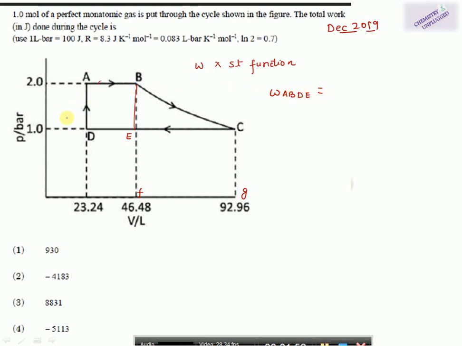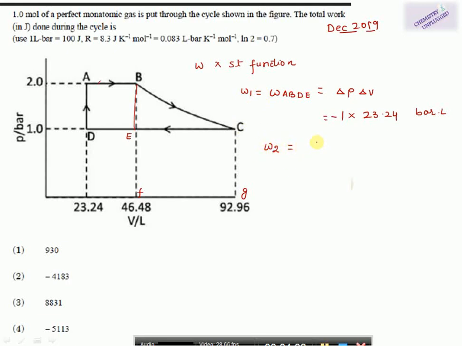You can directly calculate using the difference in P and the difference in V. The difference in P is 1 bar, and the difference in V is 23.24 liter. So it is bar into liter. This work is done by the gas, therefore this will be negative work. The next part is the area of this BE. It is W1 and it is W2.